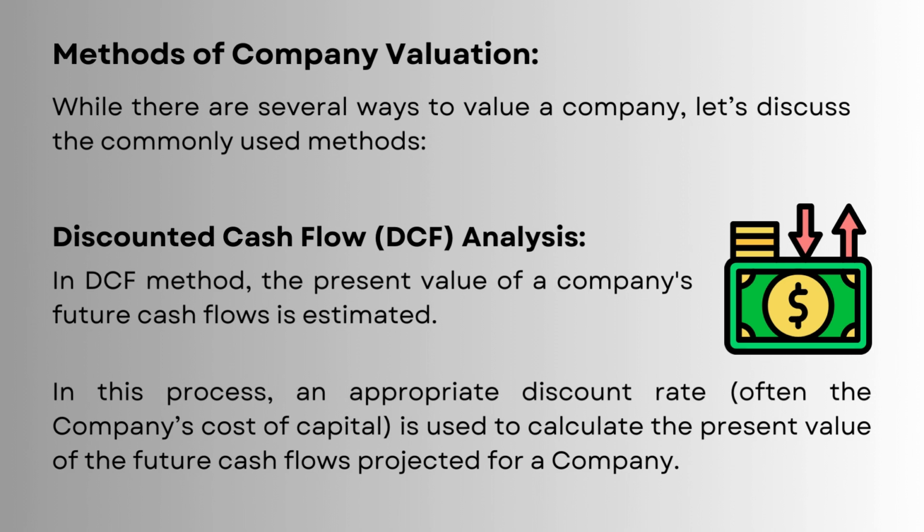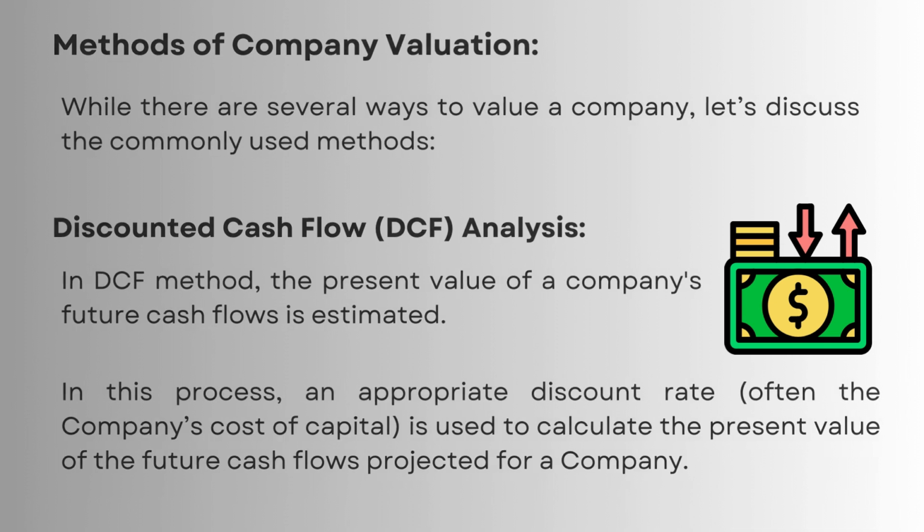So whenever we are doing a projection for a company's profitability for the next 3 to 4 years, we also get the cash flow which is generated from all the 3 to 4 years. So present value of all those cash flows, when added together, gives us the valuation as per the discounted cash flow method.